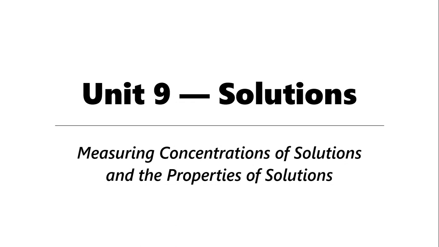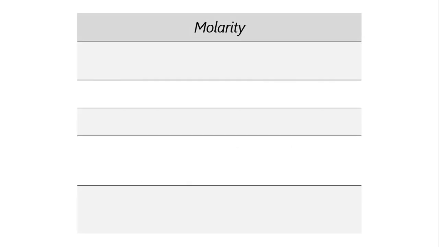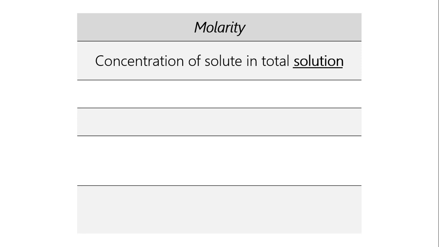Okay, so that's what we're going to be looking at today, how we measure how concentrated a solution is, how much of this is in that. And that will take us into different properties of solutions. The main way we measure concentration in chemistry is called molarity. The mole of molarity will probably seem a little familiar. It's our way of measuring concentration of a solute in a total solution.